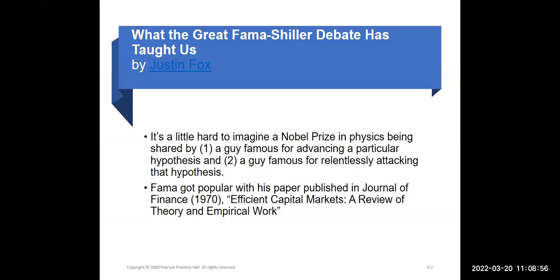Now, this is an article written by Justin Fox, and this was published in Harvard Business Review. In this article, he has talked about what the great Fama-Shiller debate has taught us.